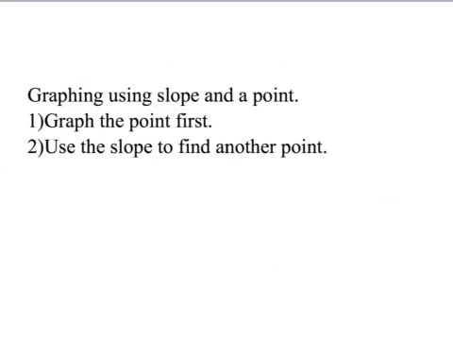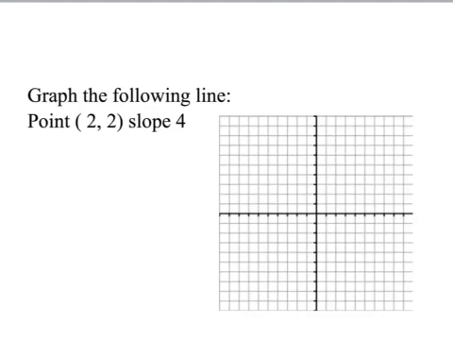We also want to be able to graph using a slope and a point. First thing you want to do is graph the point first, and then use the slope to find another point. So we want to graph the following line. It will pass through point 2, with a slope of 4. So the first thing we want to do is graph this point. So step 1 is graph the point. So 2, here's my x, here's my y.